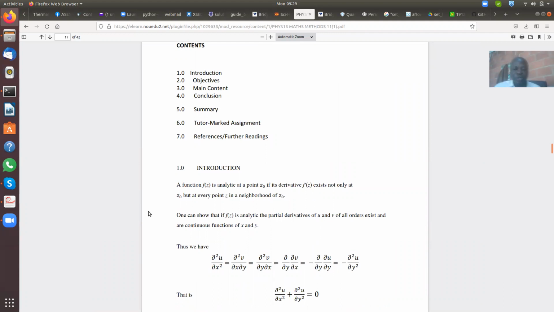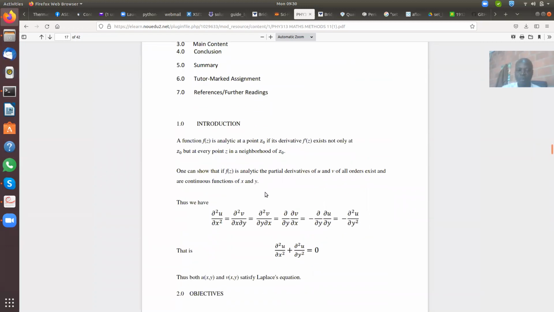A function f of z is said to be analytic at a point z naught if its derivative of f exists not only at z naught but at every point z in the neighborhood of z naught. So what I'm trying to say here is that if you have a function and you find the derivative of the function at a particular point called z naught, and you have a result for that function, then the function is said to be analytic, not only at that point, but at points very close to the point you have considered.